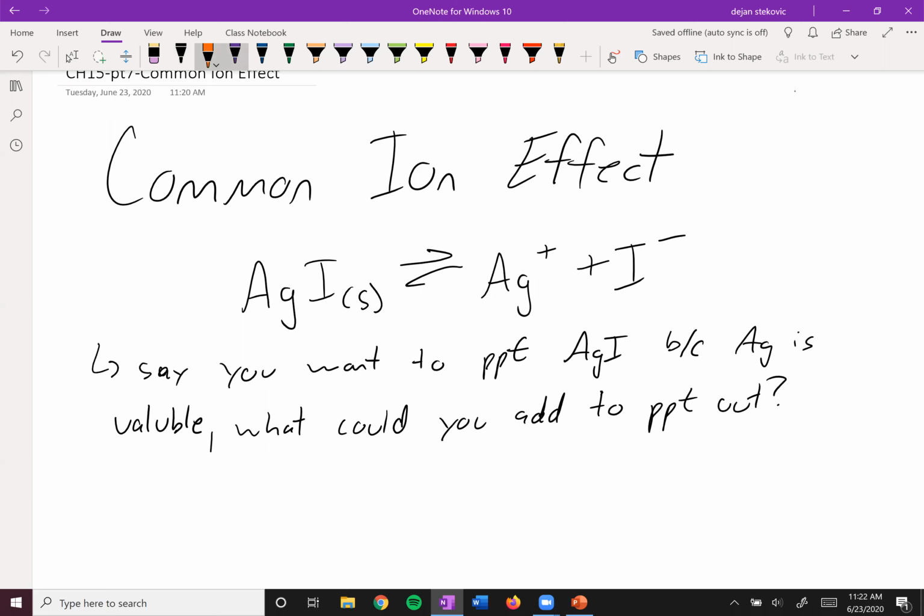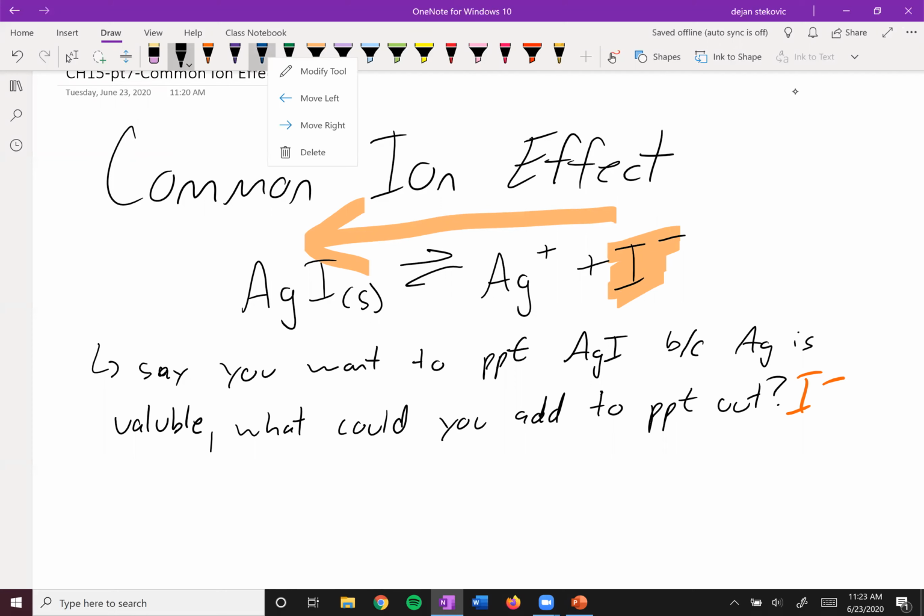And so, yeah, you could add more silver to it, but then you're kind of right back where you started. You actually just got a worse effect, you lost some silver. So instead, what you could do is add a whole bunch of I minus. As we increase the concentration of I minus, we will shift the equilibrium to the left and precipitate out silver iodide. So this is just an application of Le Chatelier's principle.